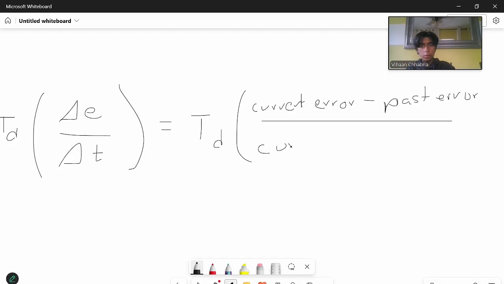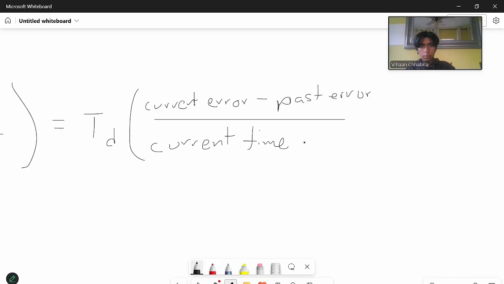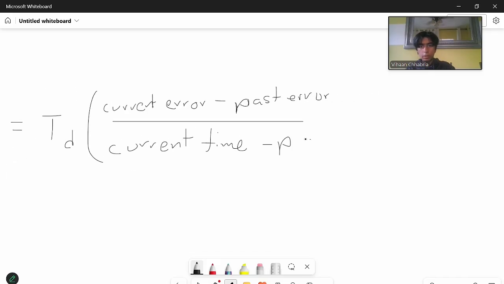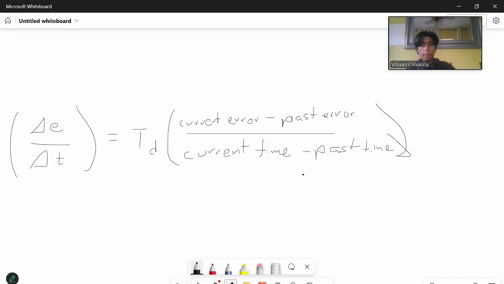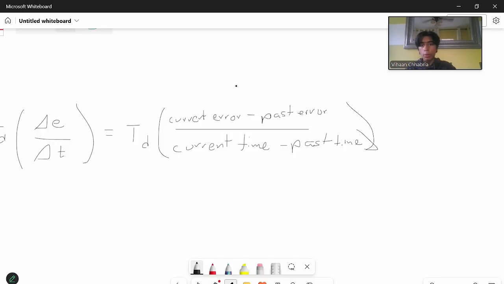And then it's the same thing with the time: the current time minus the past time. So in simpler ways, this is simply a slope equation.